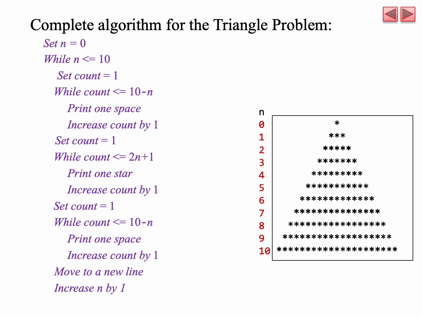So here is the complete algorithm for the triangle problem. It has nested loops. In particular, it has 3 loops inside the outer loop. But during the process of developing this algorithm, we wrote only simple loops at a time.